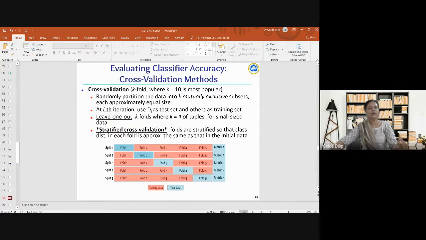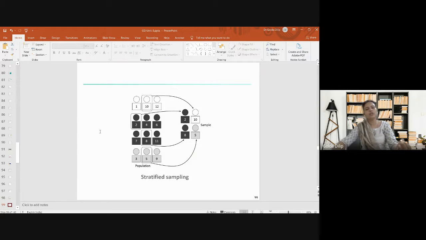Then you can see here there's something mentioned as stratified sampling or stratified cross validation. What is this stratified cross validation? Before I tell you what that is, let me show you what stratified sampling is.